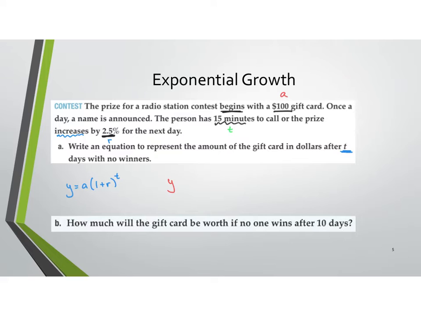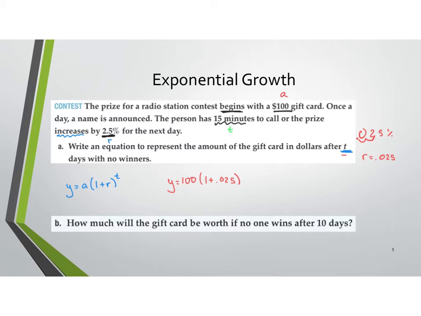Y is going to stay there because Y would be our final amount, and we don't have that yet. Equals A is 100, times 1 plus R. R, remember, has to be a decimal. So that means we have 2.5%. I'm going to carry my decimal place over, 1, 2. And the decimal of R equals 0.025. If you've forgotten how to turn percentages into decimals, talk to me during office hours or before class. We need to review that.